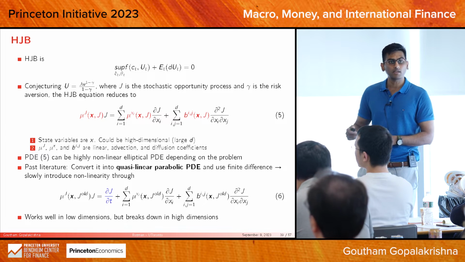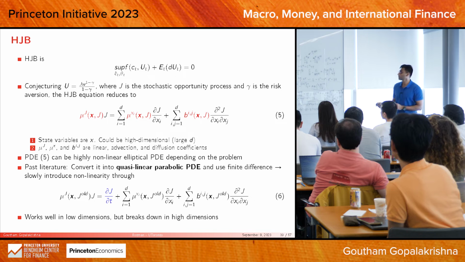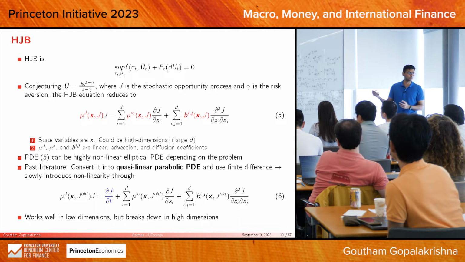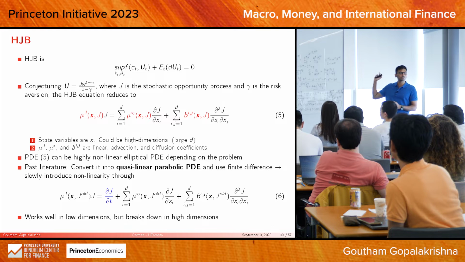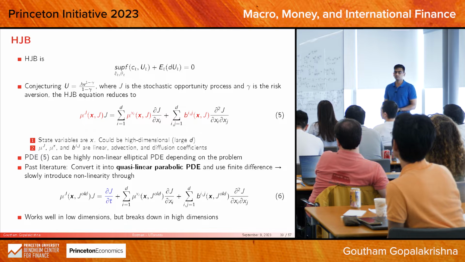This PDE can be highly nonlinear because of the coefficients here. This is called the linear term, this is the advection term, and this is the diffusion term. They can all be highly nonlinear. And that's why solving this elliptic nonlinear PDE can be very difficult. On top of that, the state space can also be high dimensional. This D can be very large.